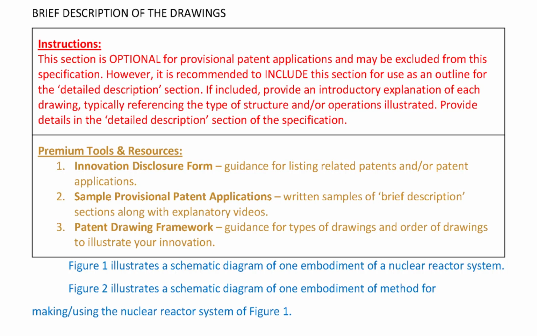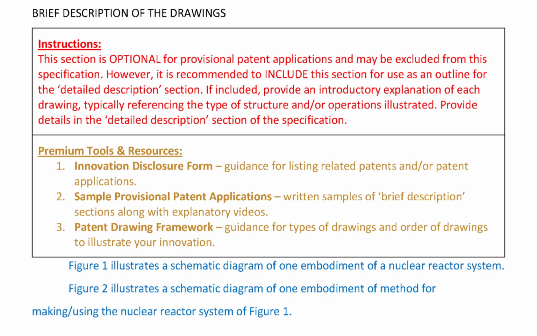You've already thought about the different types of drawings that you're going to include. You've created those drawings, and now you're just going to put a label essentially on each of those drawings as to what it shows. That way, when you want to write your detailed description, you can just copy this brief description down and start to fill out the details that go with each of those different illustrations or drawings. So I would highly recommend that you do include this section and use it as an outline for the detailed description section later on.